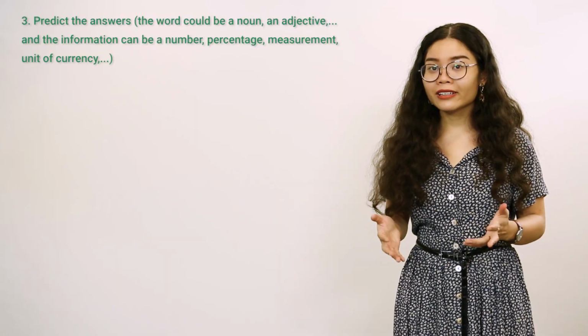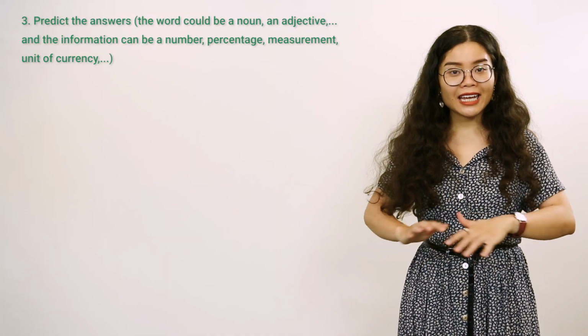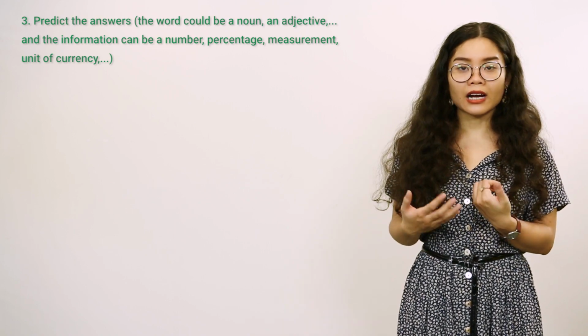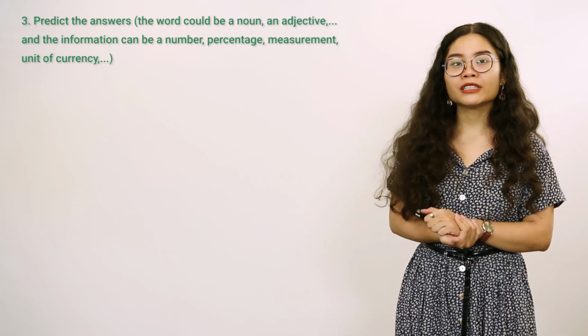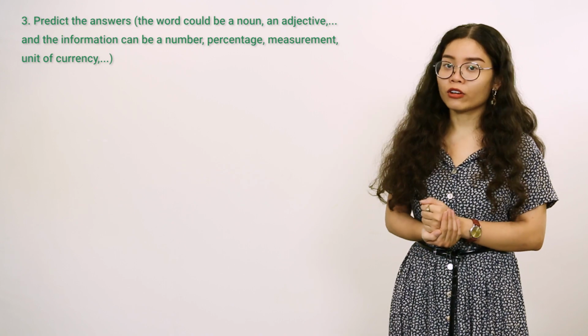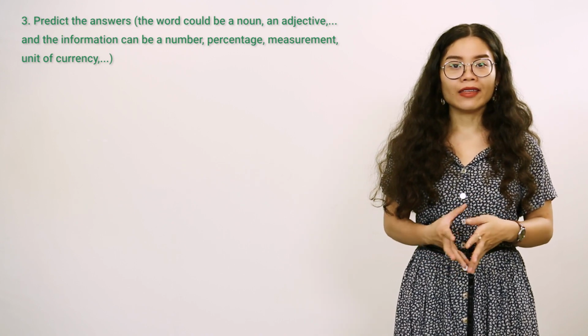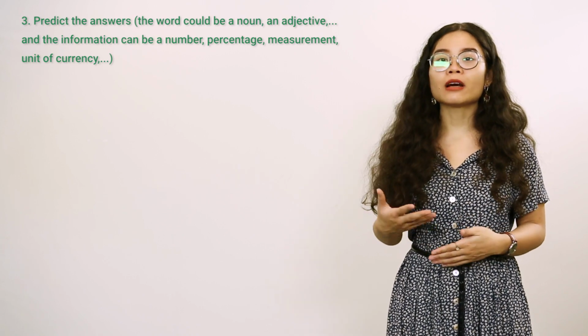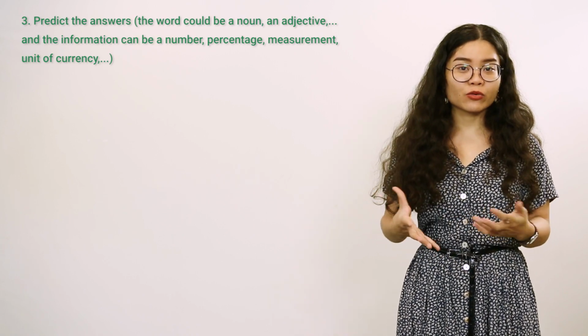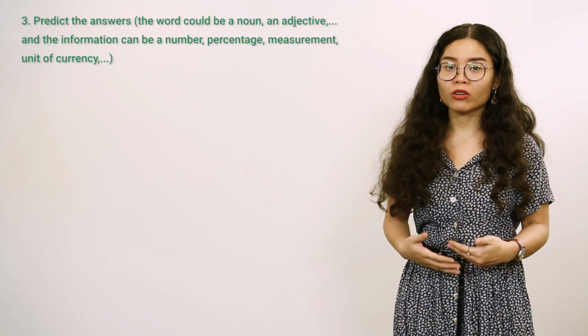The next part is to predict the answer. It's like any kind of completion type of question. You're going to predict what kind of word you're going to fill in. The word could be a noun, an adjective, or an adverb. And the information could be a number, a percentage, or any measurement with a unit or currency.